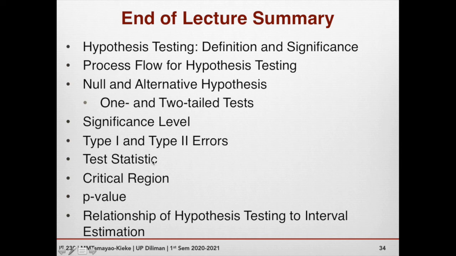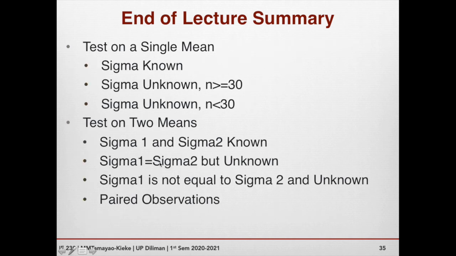And as we have just discussed, for different cases you have a different test statistic, and of course you have your critical region, which should be consistent with the null and alternative hypotheses that you are dealing with. We defined what p-value is, and we understood its application and its interpretation. We also talked about the relationship of hypothesis testing to interval estimation, your confidence interval. And then we looked at different cases for hypothesis testing.